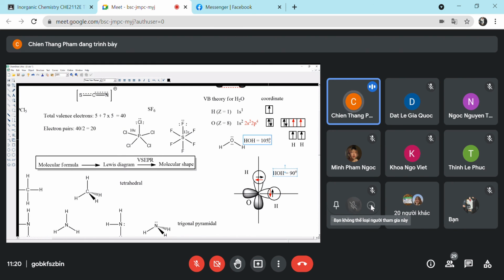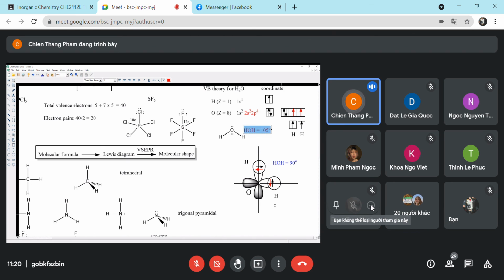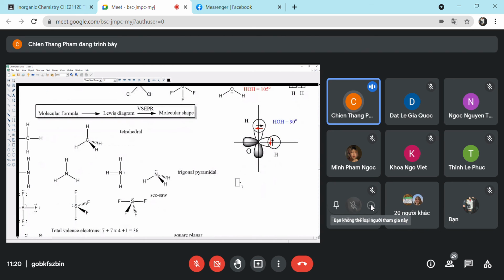However, the angle here is 105 degrees. So we cannot explain why. So the VB theory cannot be used to describe the bond angle in the water. So here you must apply not only the VB theory, you must also use the hybridization scheme. But please be careful because we use the VB theory and hybridization scheme mostly to describe the bond formation in the organic compounds.